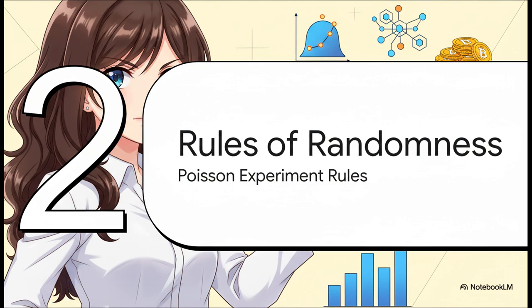Okay, so this sounds amazing, right? A magic formula for predicting randomness. But there's a catch. Of course there's a catch. You can't just slap this on anything and everything. Like any good tool, it has an instruction manual. For the Poisson distribution to work its magic, the events you're looking at have to play by a few specific rules. So let's break them down.